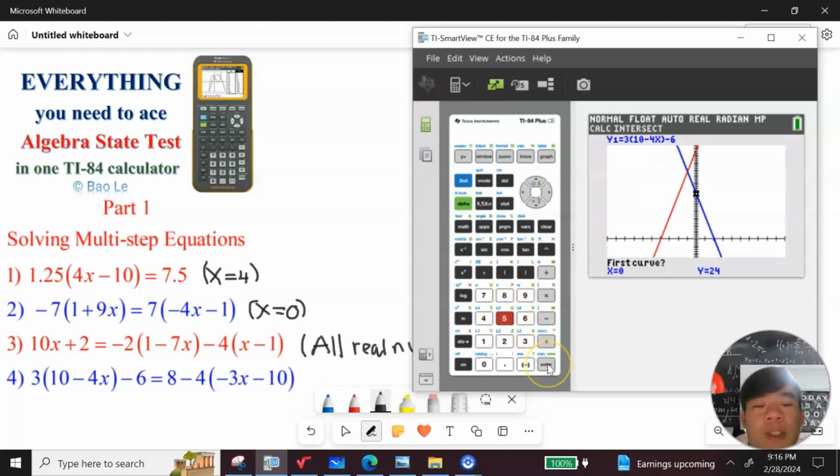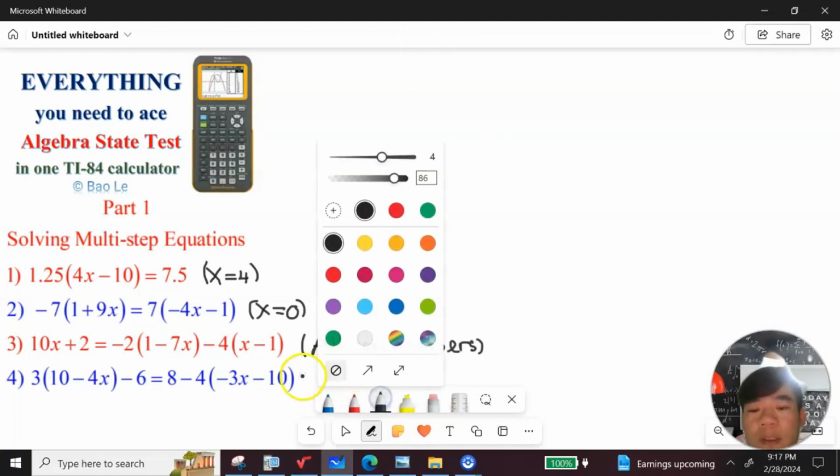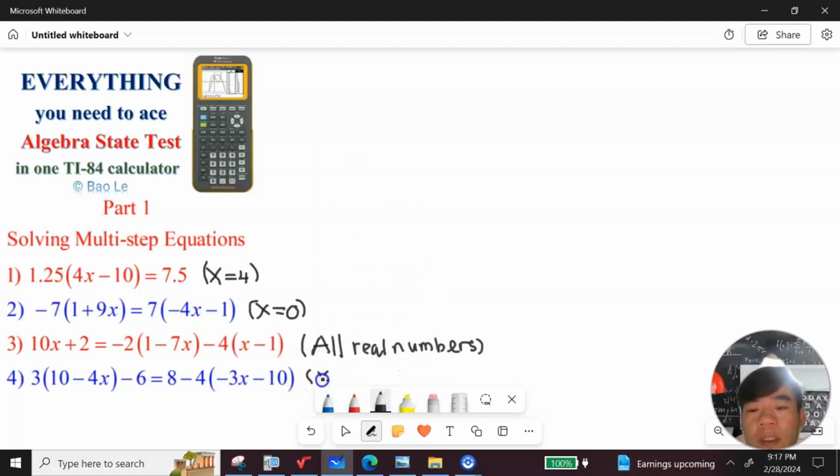All right, now I need to hit enter 3 times. 1, 2, 3. Solution: x equals -1. Okay, all right, so x equals -1.